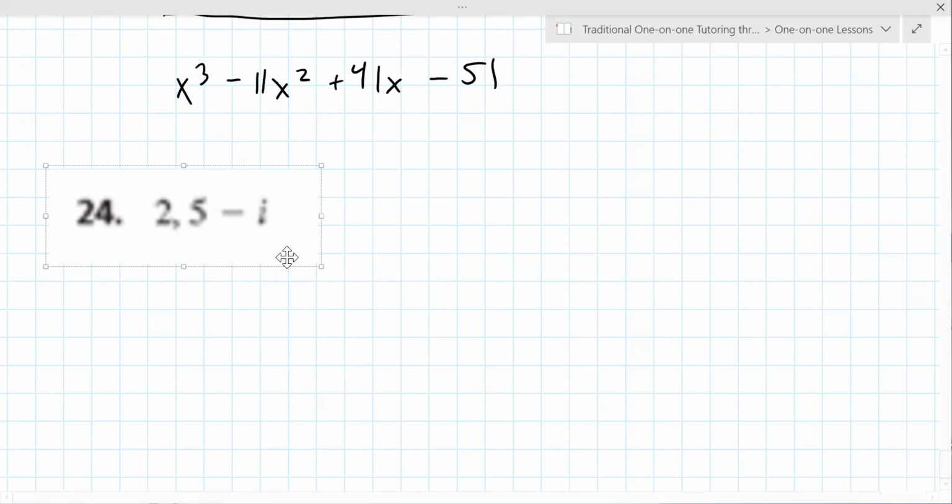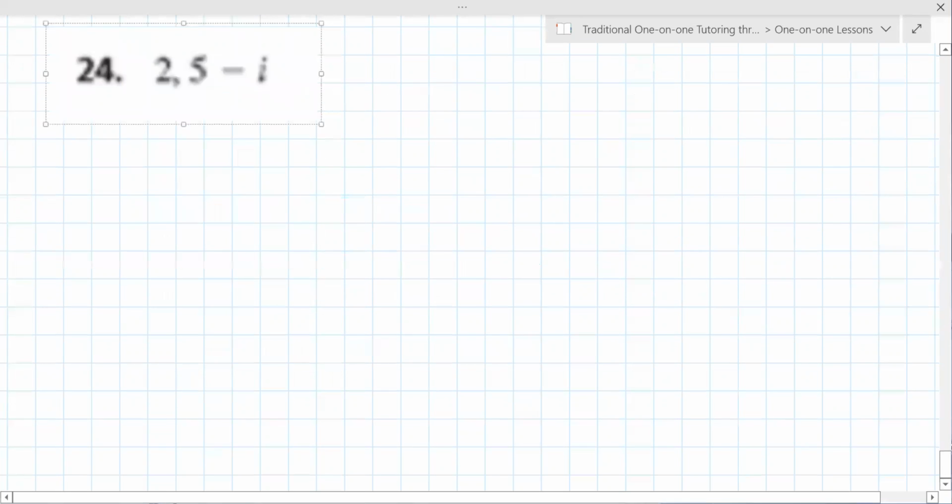All right, so pretty sure we have time here to finish 24. What is the other factor that it is missing if it's 2 and 5 minus i? So it should be positive i. 5 plus i. Oh, 5 minus i. Yeah. So it goes like this.